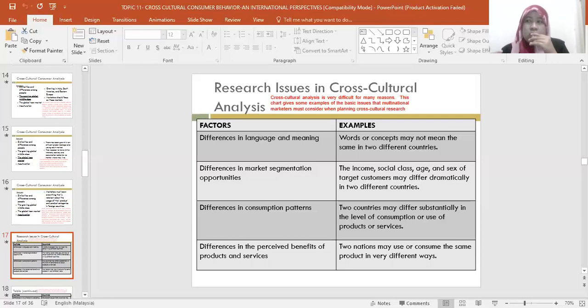Gender: which product is for men, which for women. And differences in consumption patterns. Two countries may differ substantially in the level of consumption and use of products or services.